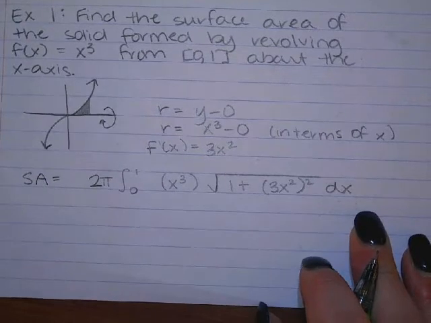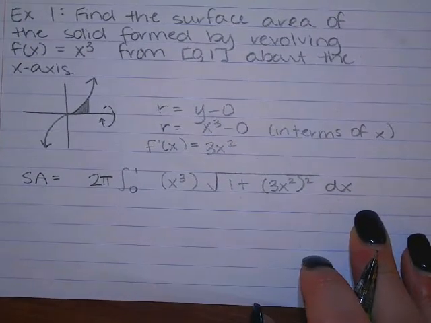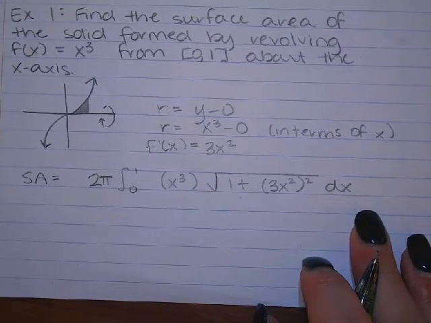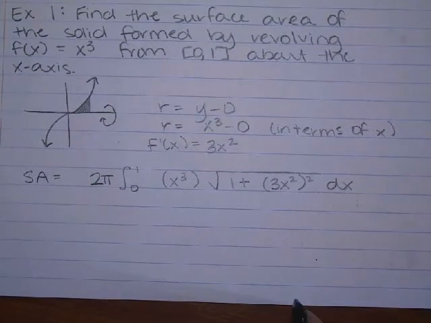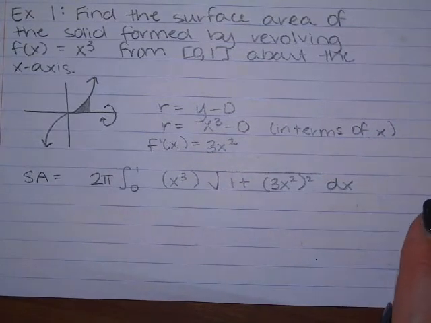Could we do this by hand, or would we have to do it on a calculator because we don't know how to do it by hand? No, we can do this by hand. It would just cancel. What would cancel? Well, because u would be 1 plus 9x to the fourth, and then the du would come down to be x cubed. Yeah, so u substitution is totally valid on this problem.